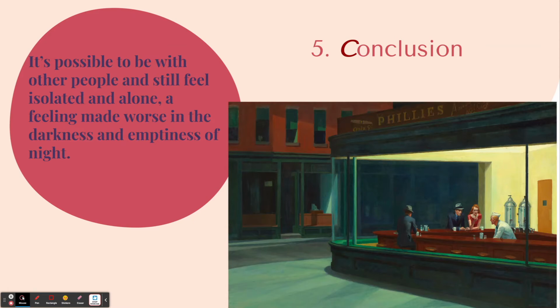What message do I think this painter could be showing me because of what I just noted? So, my conclusion statement is that broad thematic statement that could then be supported later by evidence from this painting. My conclusion statement that I came up with is: it's possible to be with other people and still feel isolated and alone, a feeling made worse in the darkness and emptiness of night. Notice I used isolated, I used alone, I used darkness, I used emptiness, I used night.